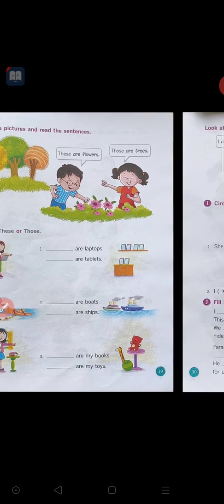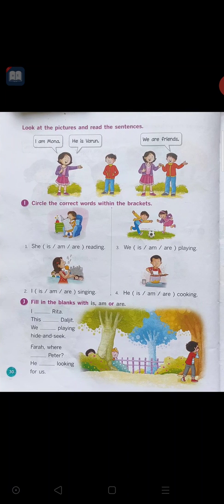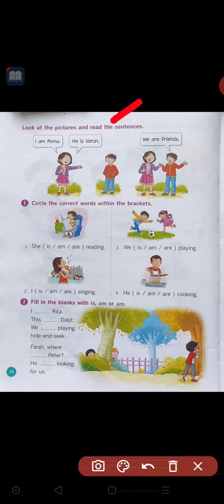Okay, so be aware of it. Then look at the pictures and read the sentences here. What are they doing, children? Here the girl is telling, I am Mona, and he is Varun. She is telling about that other boy also, he is Varun.